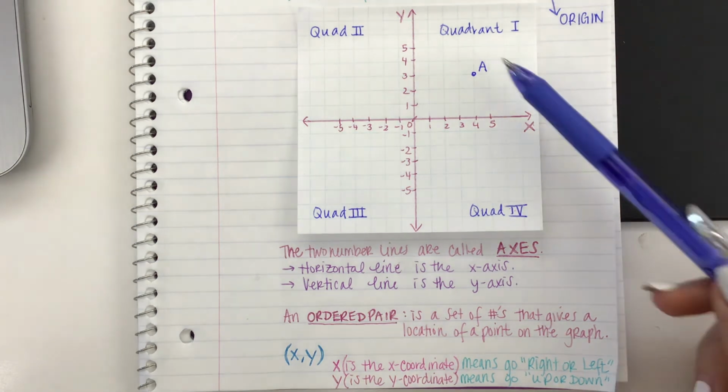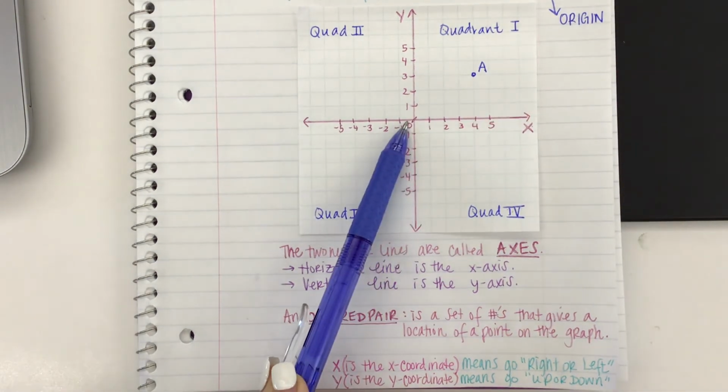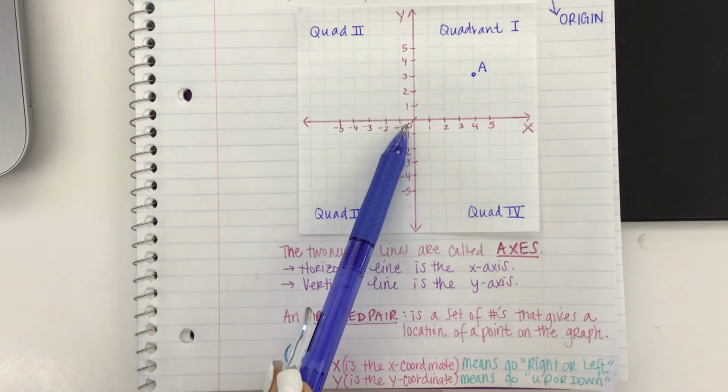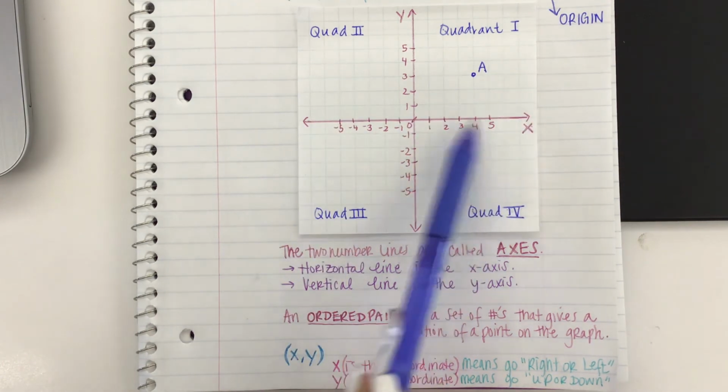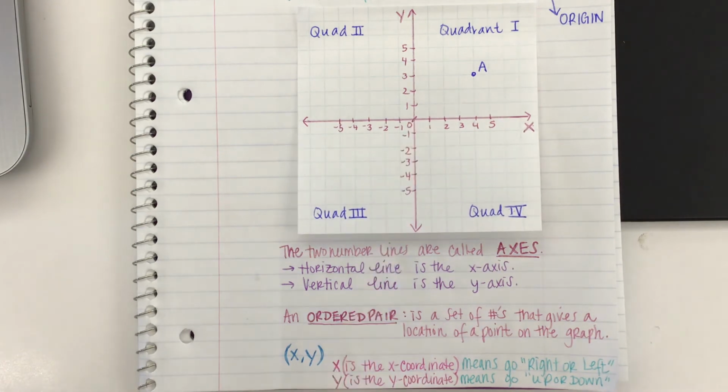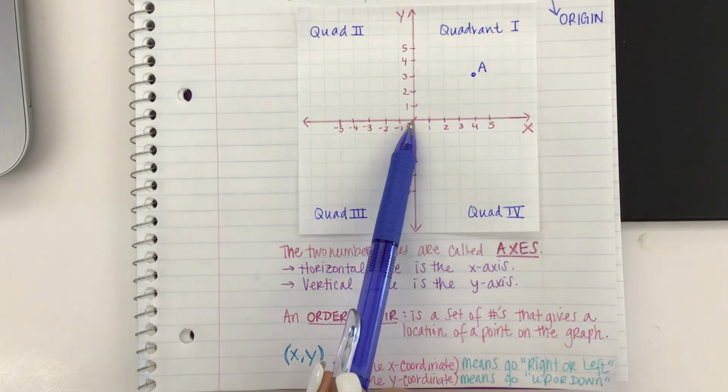So let's look at point A. You always start at the origin. Okay, so here we go. We start at the origin. We're obviously not going to go left because there's nothing here. Point A is in the right direction. So we always start with X first and then Y. Just like in the alphabet, it goes X, Y, Z. Okay, so we always go right or left first.